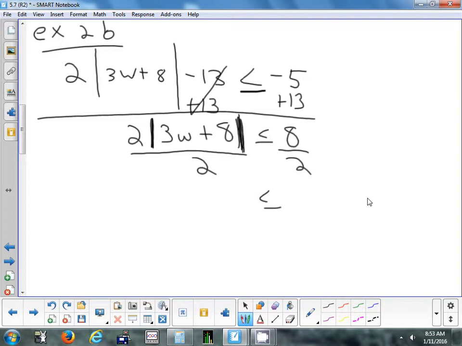I don't know. What do those bars mean? Anybody? Absolute value, right? I divided by 2 because I always want to get the absolute value by itself before I can split it. All right? So this is going to cancel out. 3W plus 8. Davin, 8 divided by 2. 4. Thank you. Good.